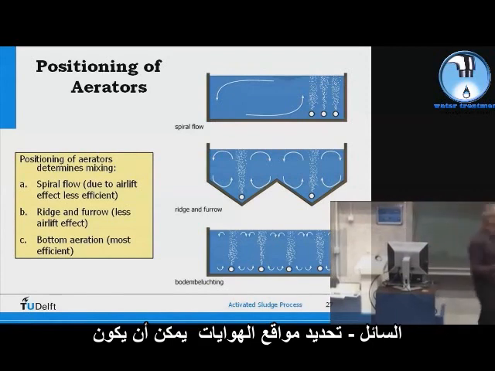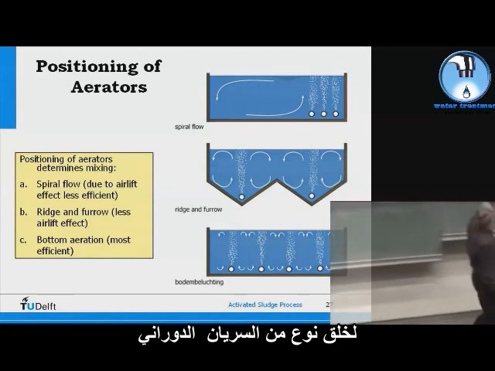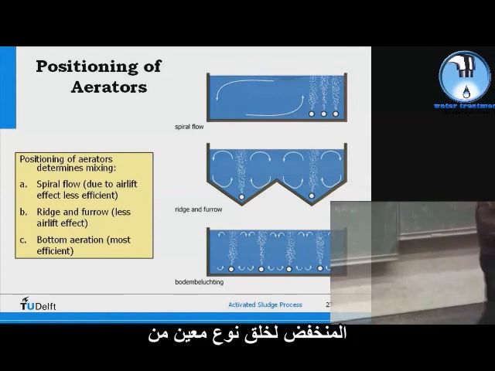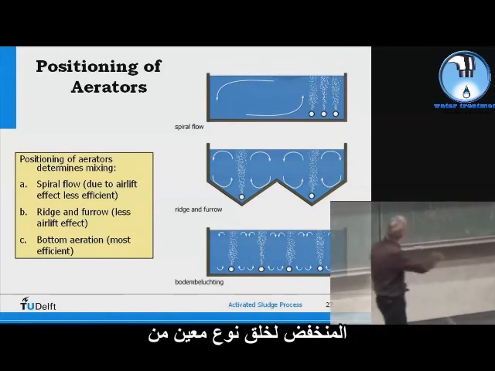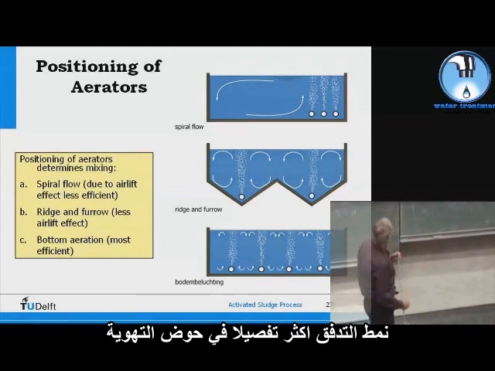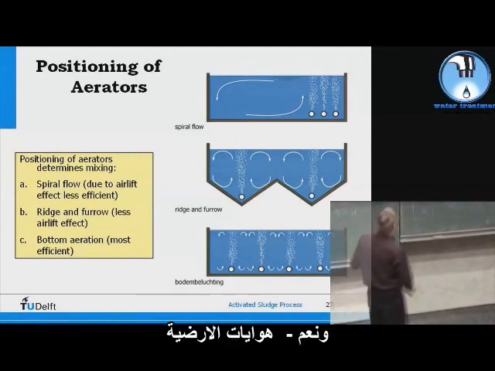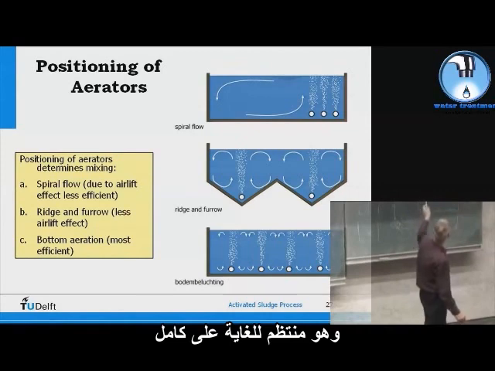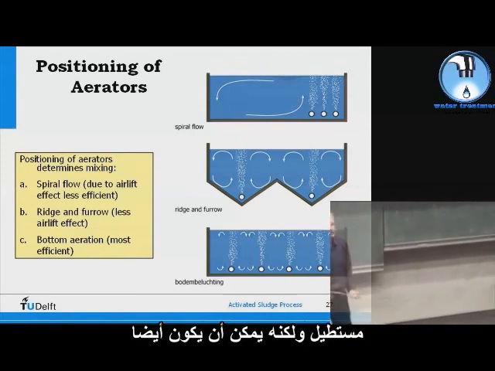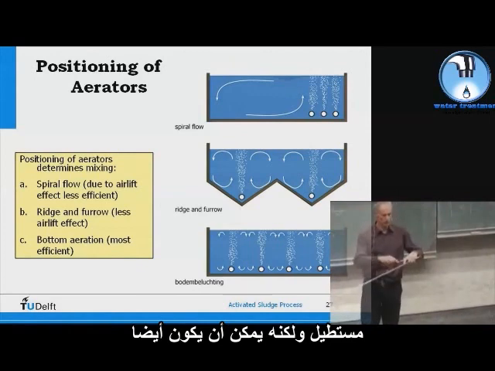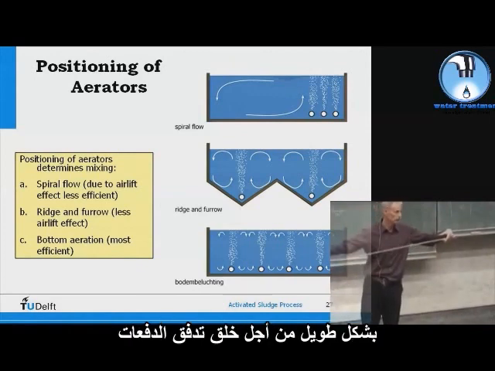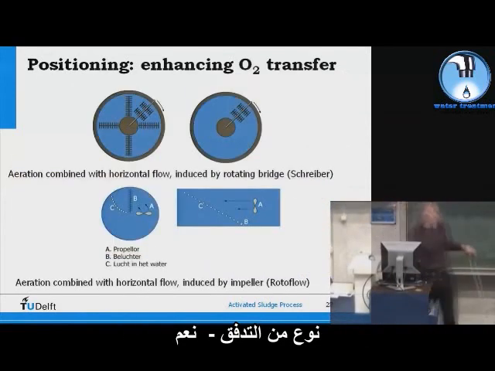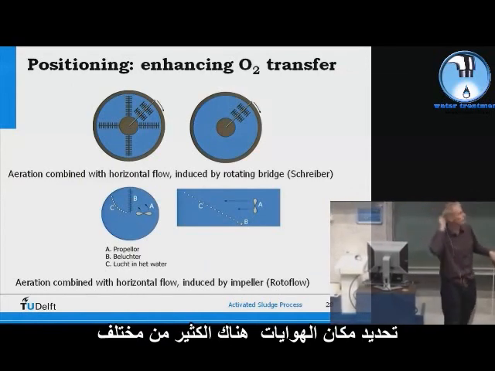Positioning of aerators, that can be just in a part of the aeration tank to create a kind of flow. Ridge and furrow, this is the furrow, this is the ridge, to create a more detailed flow pattern in the aeration tank. And the bottom, the floor aeration, which is very uniform over the whole aeration tank. The aeration tank can be rectangular, but it can also have a long shape in order to create plug flow type of flow.